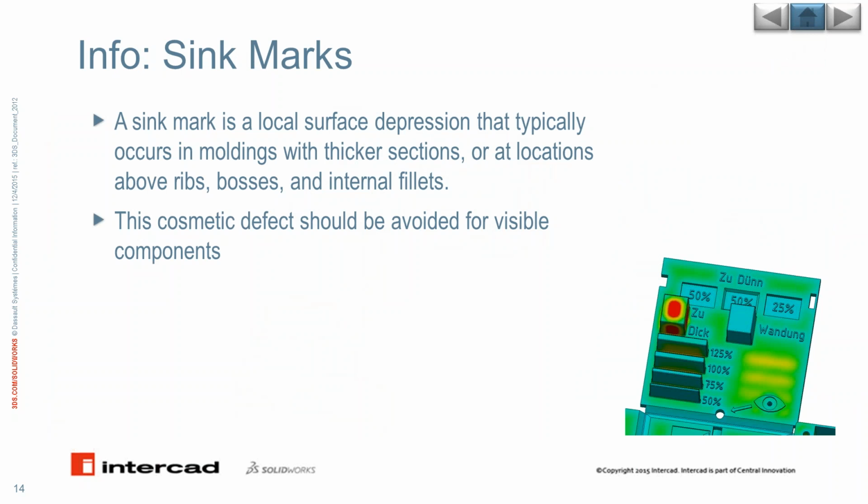It's a local surface depression that typically occurs in a molding with a thicker section or at the location above the ribs, bosses, and internal fillets. This is cosmetic and it should be avoided. So we can have a prediction about their magnitude and location, and again, you have the option to change your design, change the injection points, and rerun until you get to the best result you want.